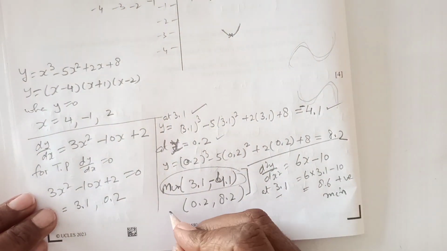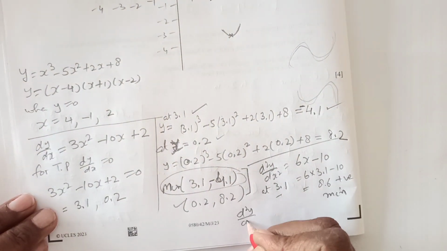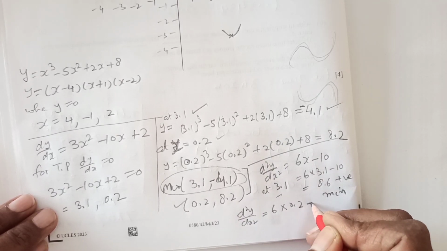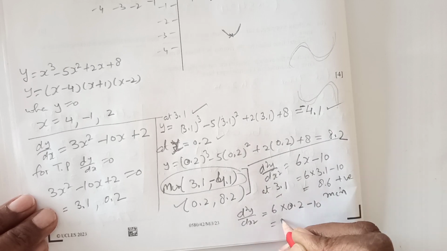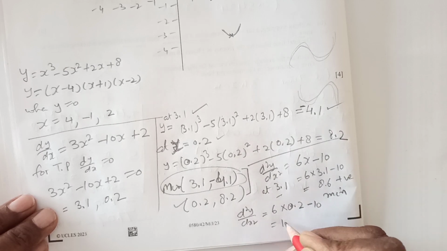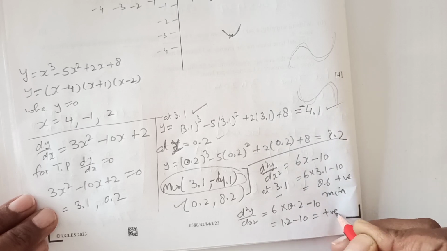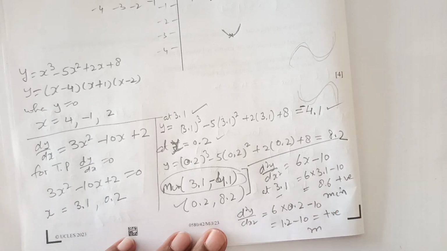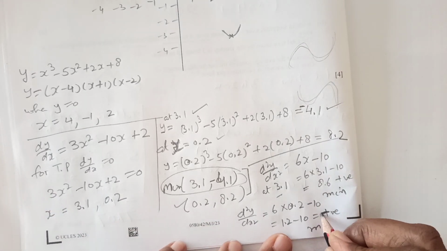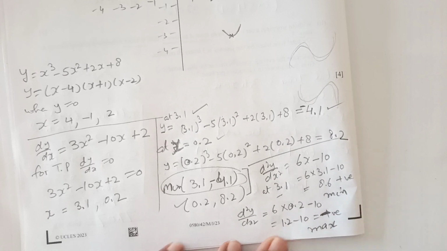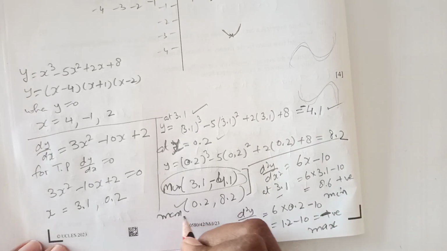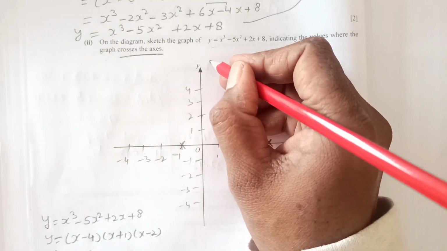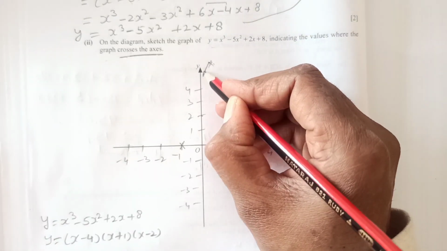So let's check the other point, this one here. d squared y over dx squared at this point is 6 times 0.2 minus 10. So this is 1.2 minus 10, which is negative. If it's negative, then there is a maximum point. So this point is a maximum point, 0.2 and 8.2. 0.2 is here, 8.2 somewhere going up here, right? So that means the curve is going to be like this.